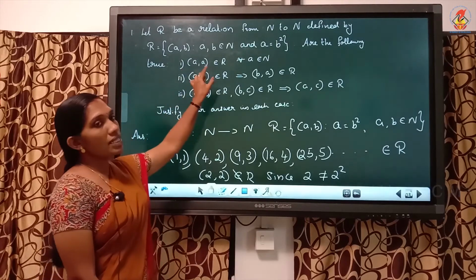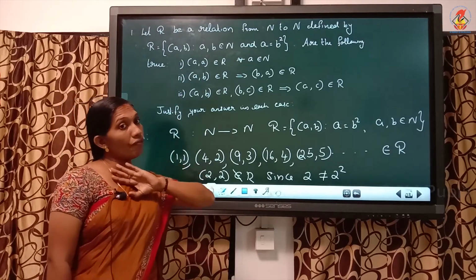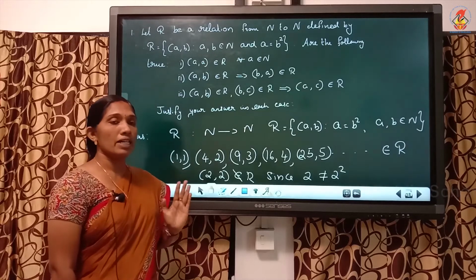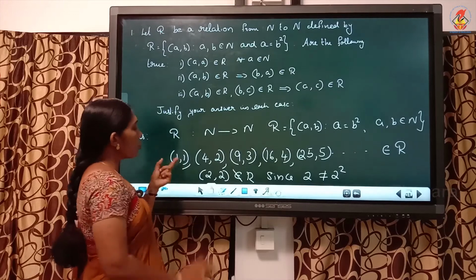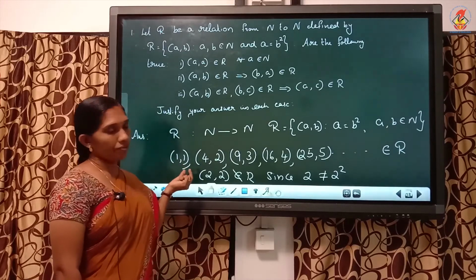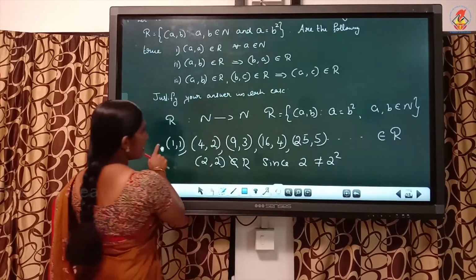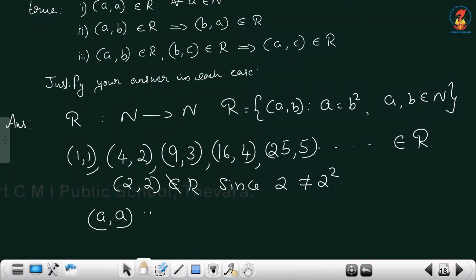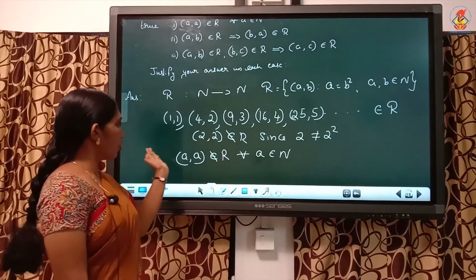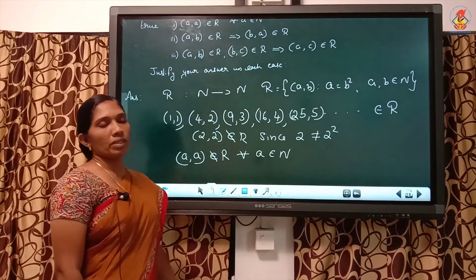The statement is (a, a) belongs to R for every a belongs to N. Natural numbers, there are infinitely many natural numbers. This relation is true only for one pair. So, we can say that (a, a) does not belong to R for every a belongs to N. Only for one natural number, 1, it belongs to R, but for any other natural number it is not true.